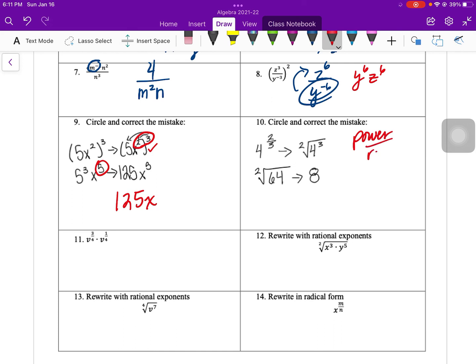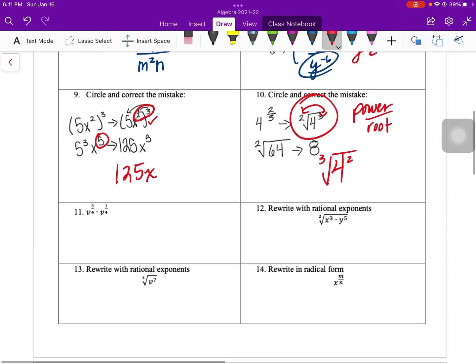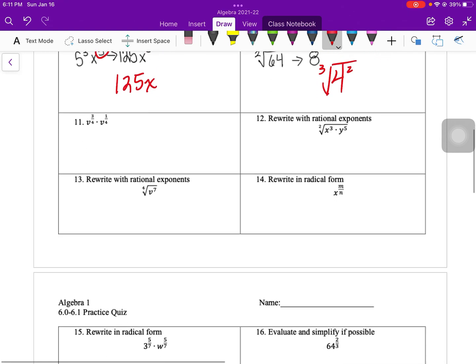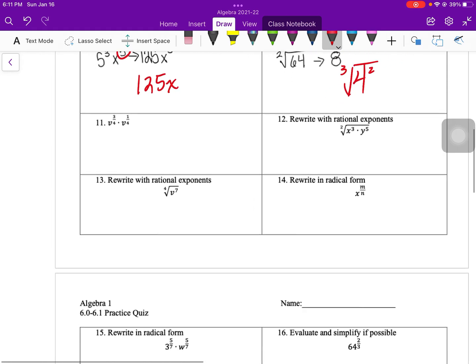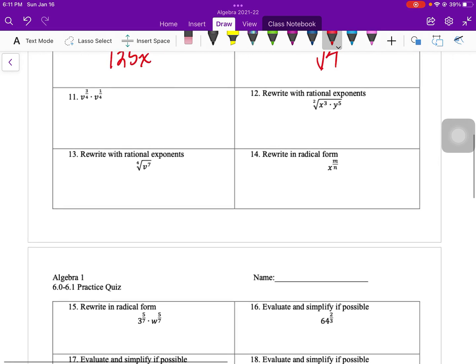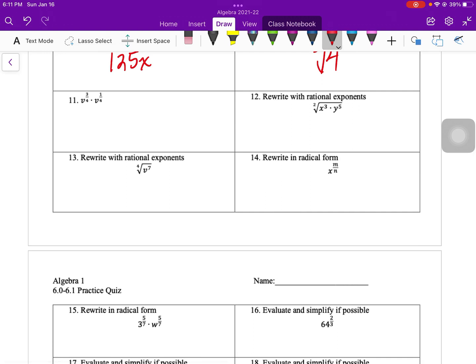So, power over root. My power's on the top, and it looks like that's exactly what they messed up. So these 2 are in the incorrect spot. This is the mistake here. It should be 4 squared and then the cubed root of that. It doesn't say evaluate, it just says to fix it, so I think we're just going to leave it like that, no evaluating, since we can't evaluate the cubed root of 16.